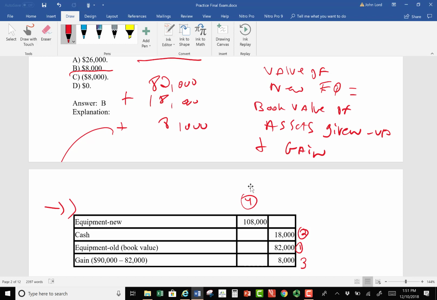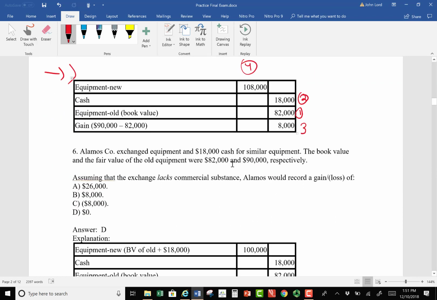Now, if we pay cash, what we're going to do is take the book value, but we're going to subtract the cash if we received the cash for it. I mean, not paid cash, but received the cash for it. Excuse me. If you receive the cash for it, then you subtract the cash. This works every time. Okay, good. Let's look at the next one.